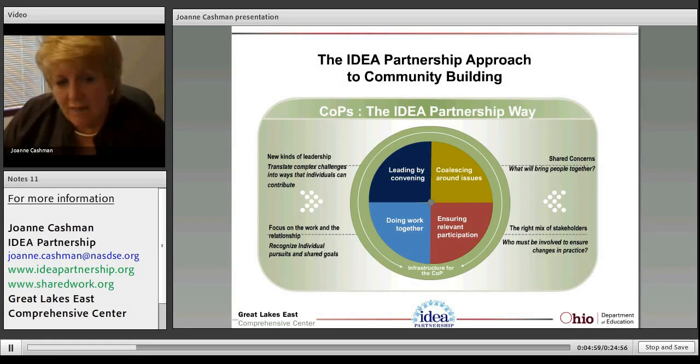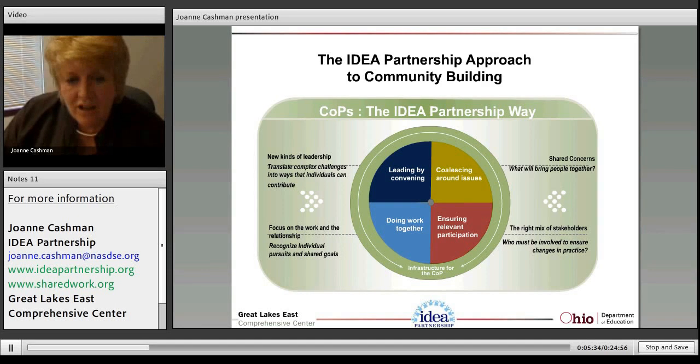So for us, there are really four quadrants. We begin by bringing people together around issues. And as you see to the side there on this PowerPoint slide, the emphasis in this quadrant is shared concerns. What is going to bring people together? The next quadrant then is the right mix of stakeholders. And this is one that I really can't stress enough. The idea of really crossing the boundaries of role, of level of scale, of perspective is so important.